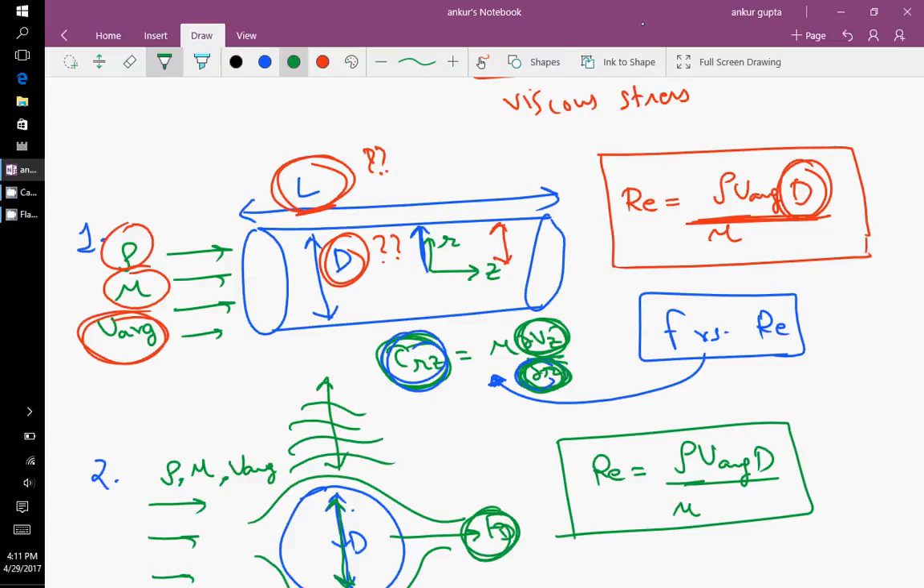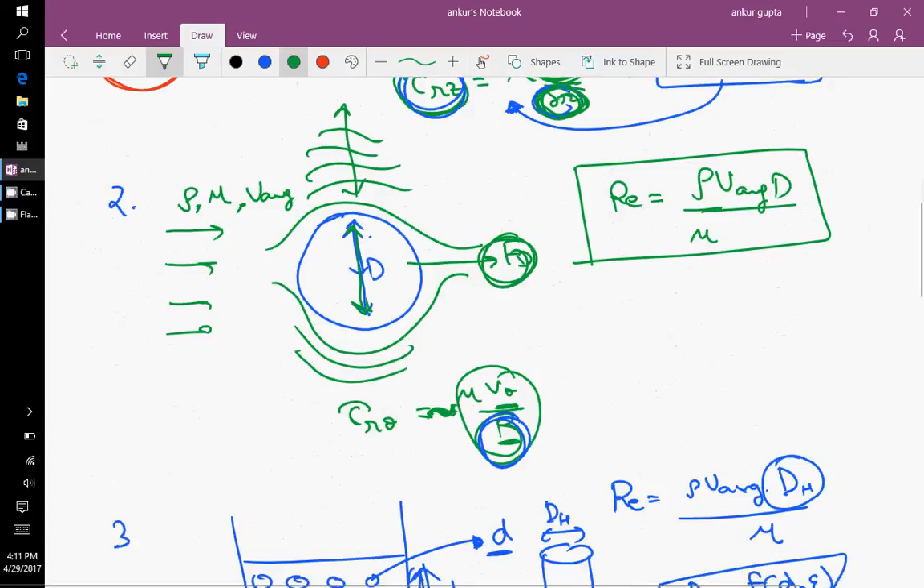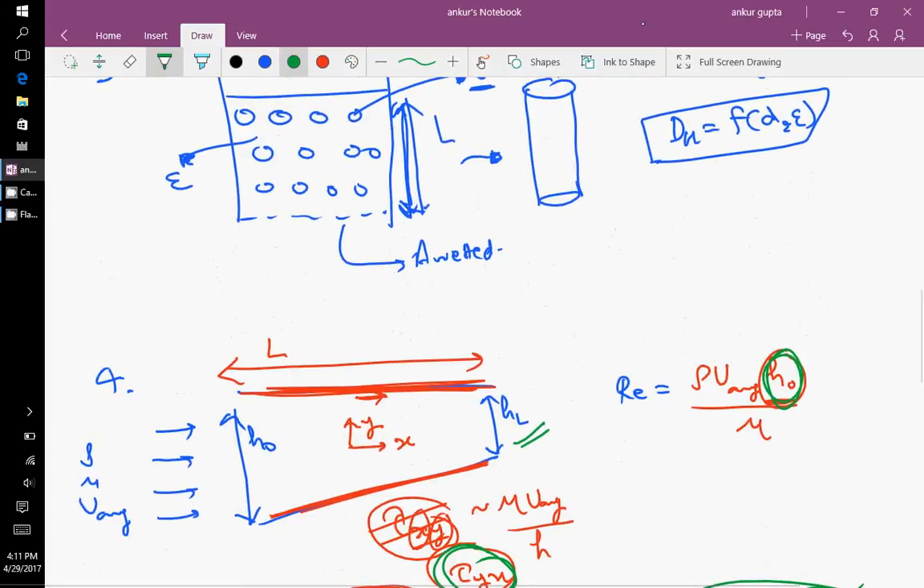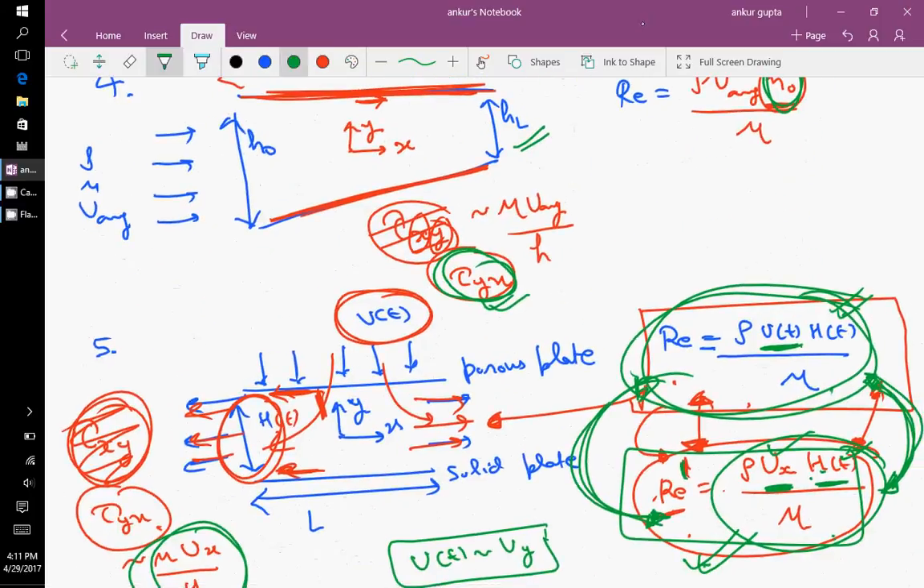Velocity changes in the r direction, so we use diameter. Here it was just the pipe flow case. Then where the velocity changes in the y direction, we use H naught, or we can also use HL. Here the velocity changes in the y direction, so we use the velocity in the x direction and the distance in the y direction. But because the problem said there is also velocity in the y direction, we can interchange between the two using order of magnitude analysis and the continuity equation.